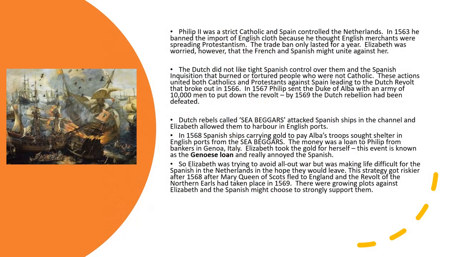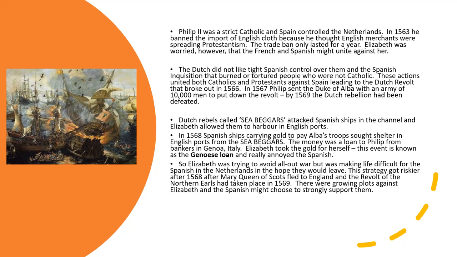We have here some information which is a bit of a recap of what the relationship with the Spanish Netherlands was in the 1560s before we look ahead to the 1570s and 1580s. We know that Philip II was a strict Catholic and Spain controlled the Netherlands. We know that in 1563 he banned the import of English cloth because he thought English merchants were spreading Protestantism. We know the Dutch didn't like the tight Spanish control, and that the Dutch revolt that broke out in 1566 was brutally put down by the Duke of Alba with an army of 10,000 men in 1567, and by 1569 the Dutch rebellion had been defeated.